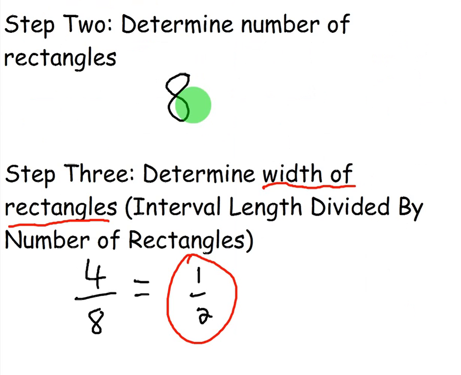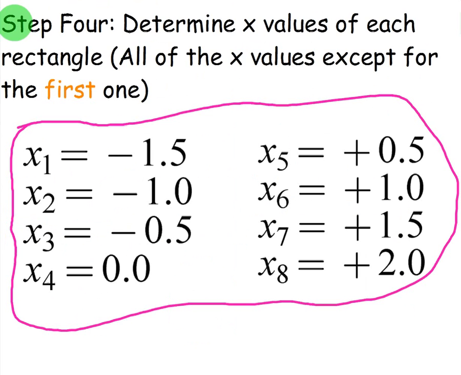If you take 4 and divide by 8, that will give you the width of each rectangle for step 3. So take your interval length, divide by the number of rectangles to get the width of each rectangle, which is 0.5 or 1/2.